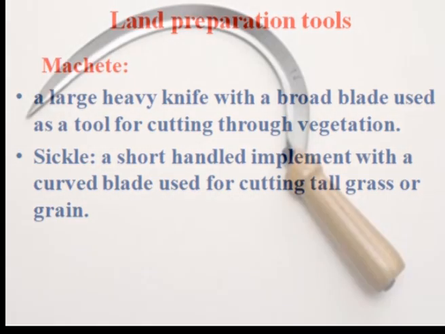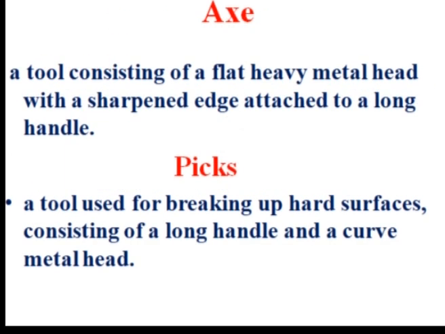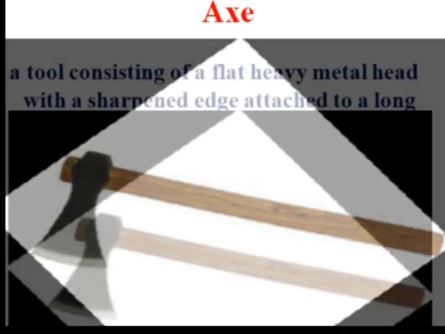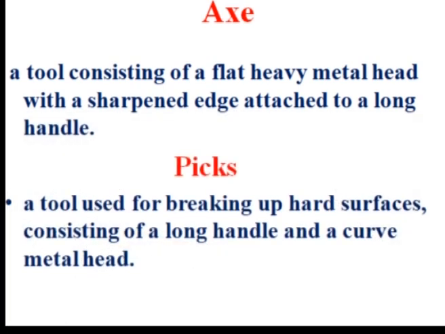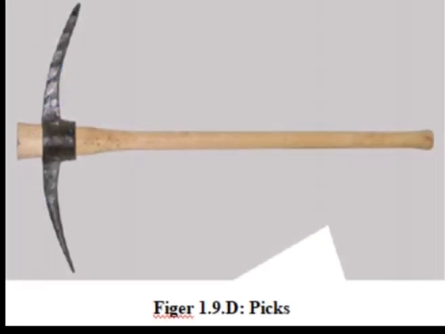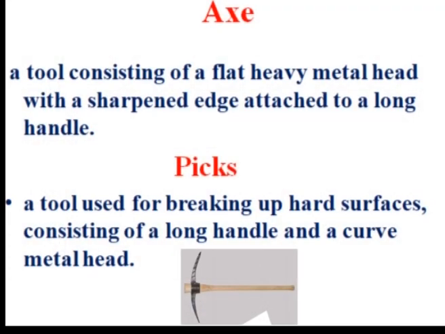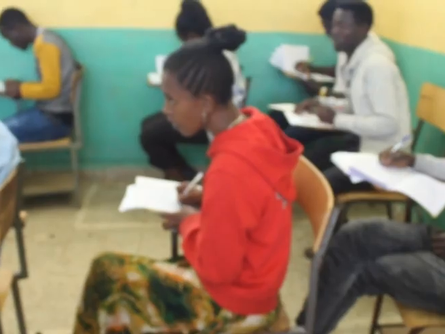Sickle, a short handle implement with a curved blade used for cutting tall grass or grain. Axe, a tool consisting of a flat heavy metal head with a sharpened edge attached to a long handle, used to chop wood or fell trees. Pick, a tool used for breaking up hard surface, consisting of a long handle and a curved metal head that is pointed at one end and chisel-like at the other.